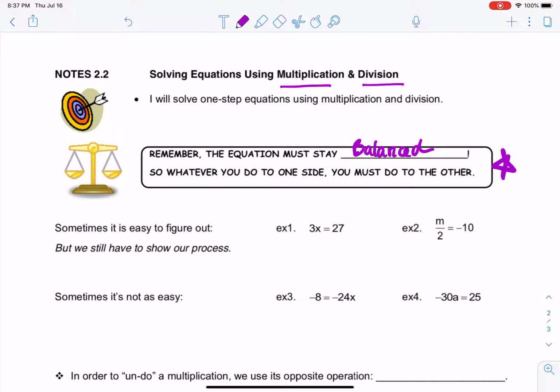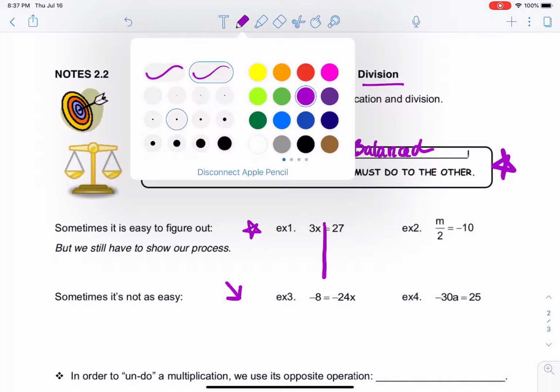And for some of these, they might be very simple for you to just look and figure out, like these examples. But especially when you get to things that maybe are going to be a little bit trickier, you need to make sure you show all of your work, and hopefully you'll see why in a second here. So when I talk about showing your work, make sure you draw your bar down the middle of the equation to show that you're going to do the same thing on both sides of the equation.